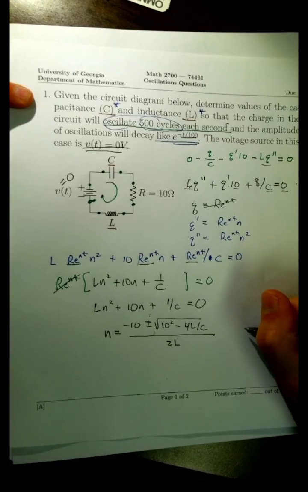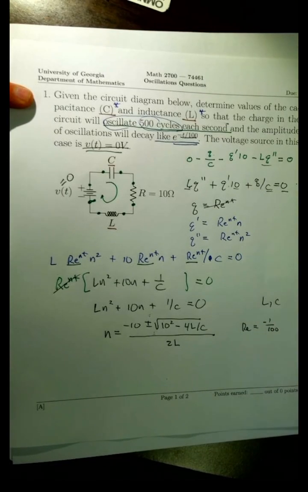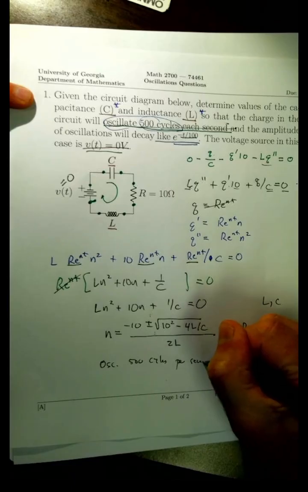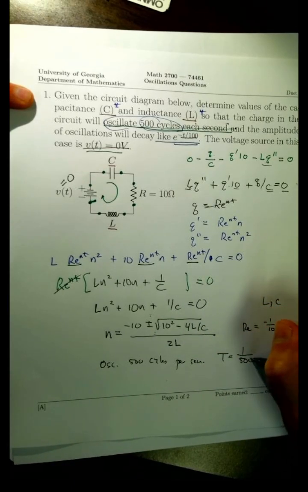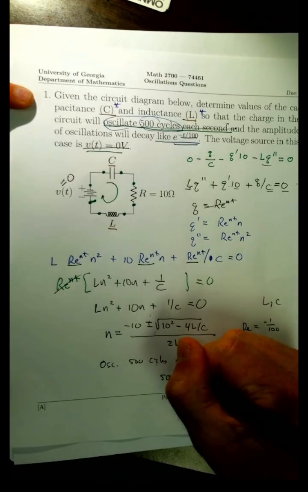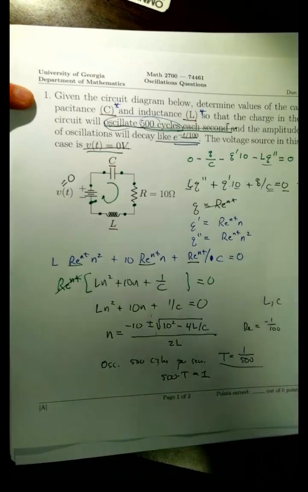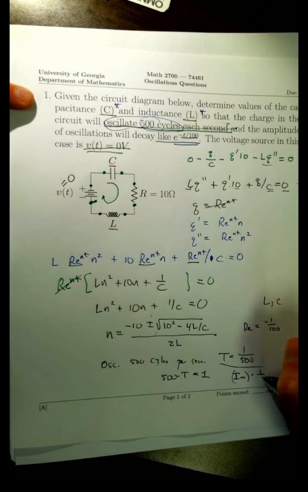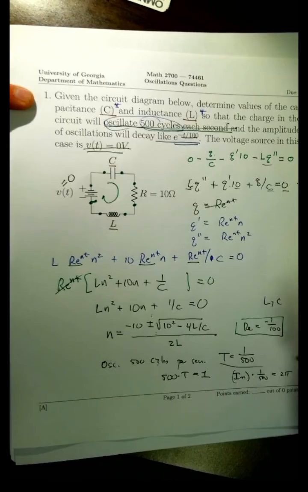Because of the decay, I know the real part has to be minus 1 over 100. Because it's going to oscillate at 500 cycles per second, that means the period has to be 1 over 500, because 500 times the period equals 1 second. So that means that the imaginary part times the period equals 2 pi. So I am going to have two equations, for the real and imaginary parts, and I'm going to use these two equations to figure out my two unknowns, L and C.